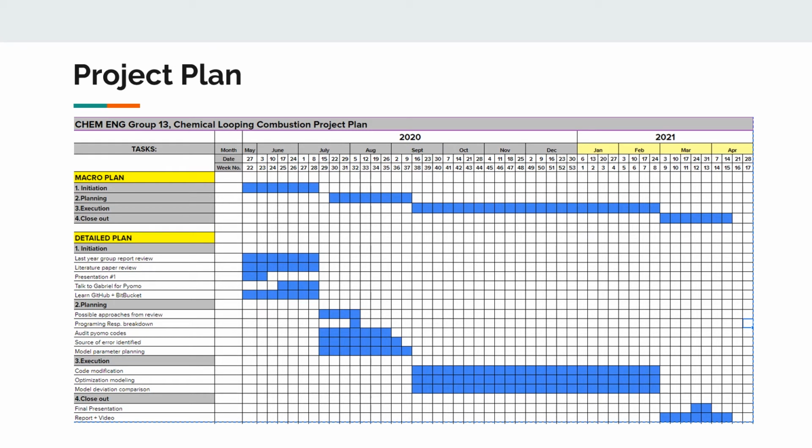Third, which is execution, is mainly composed of code modification, optimization modeling, and model deviation comparison. We are adding more tasks to the execution phase as we go. However, execution is set to take place starting in 2021.